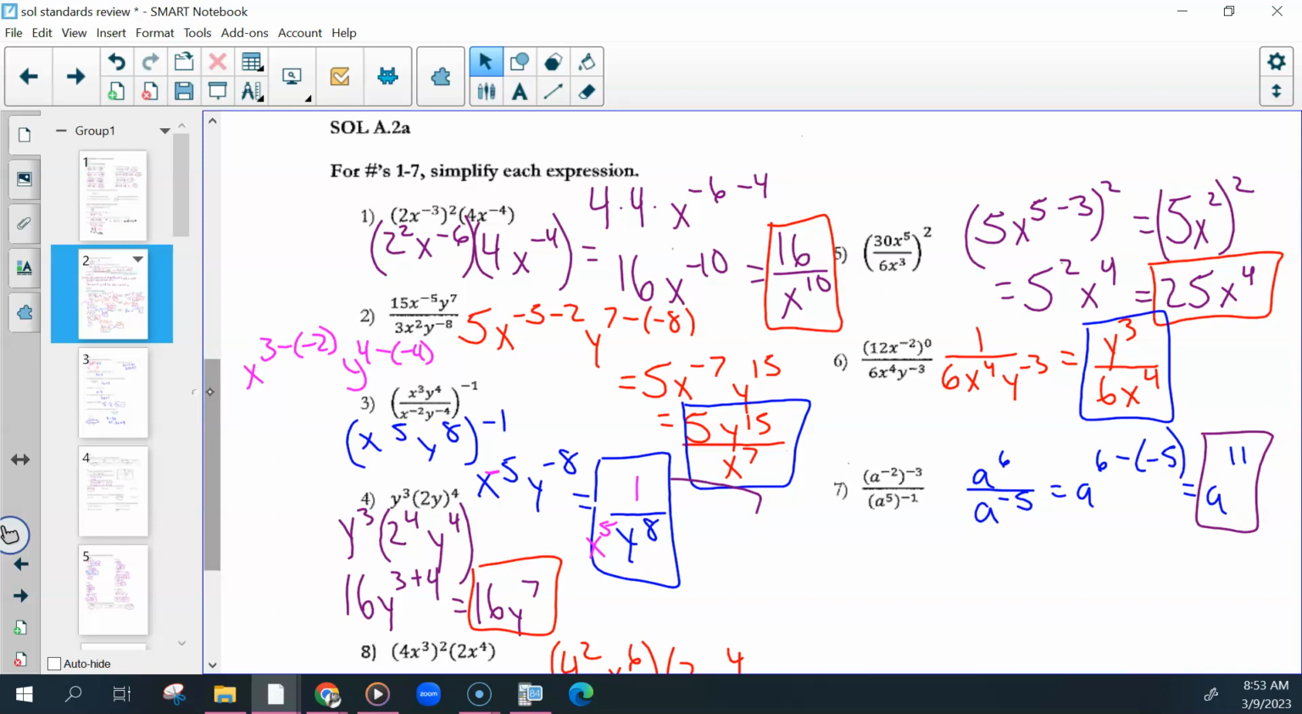I'm going to talk through 1 through 7, and then I'm going to show you how you can check these on Desmos. For 2, the actual numbers you would divide, so 15 divided by 3 gives us 5. If we are dividing like bases, we are subtracting the exponents. So negative 5 minus 2, 7 minus a negative 8. Figure out what those would be. Negative 7 and 15. Again, our final answer cannot have negative exponents, so we would put that in the denominator. So 5y to the 15 over x to the 7th is your final answer for 2.